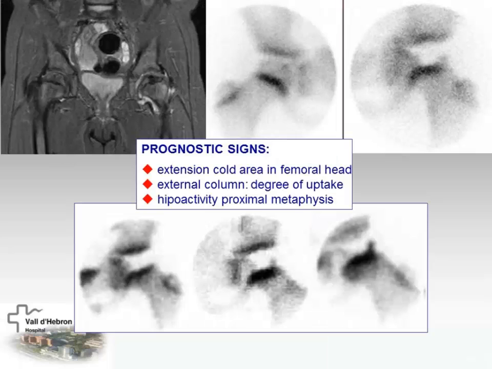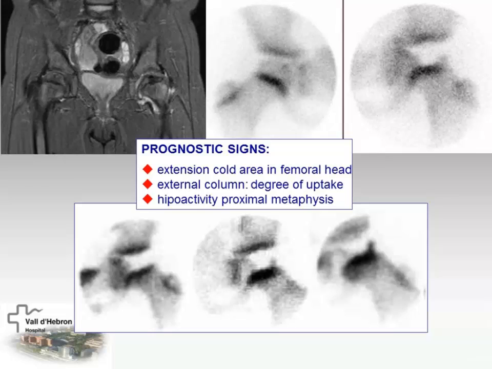And remember, as explained this morning, the prognostic signs of Perthes disease. The extension is one of the prognostic signs. The existence of an external column with a different degree of uptake is a sign of good prognosis, and also in some severe cases of Perthes disease, there is a diffuse hypoactivity of the proximal metaphysis of the femur. And in these cases, the neck is not going to grow as much as it can.